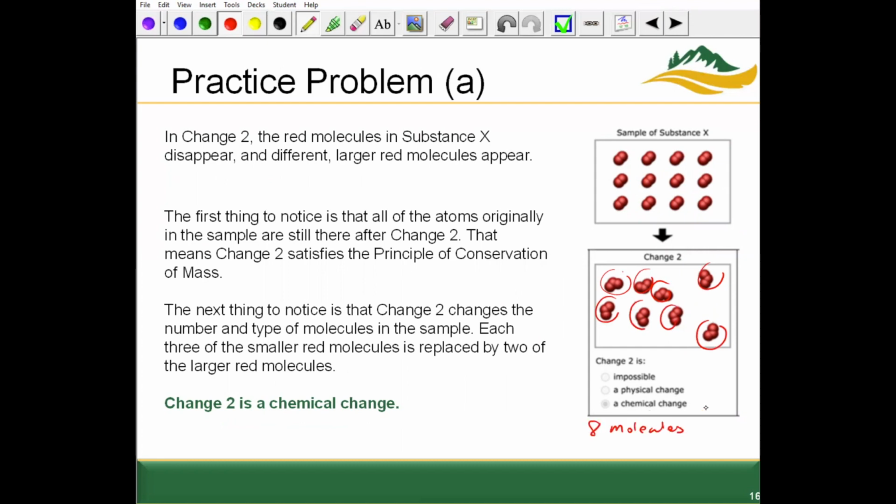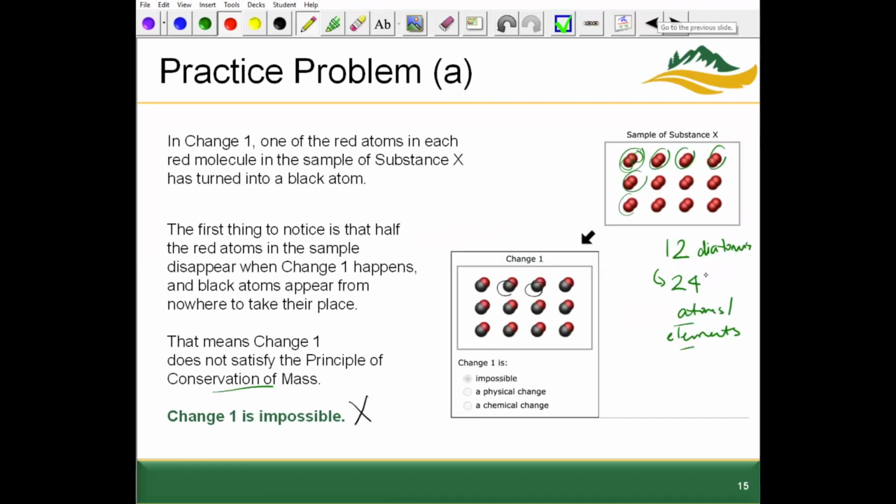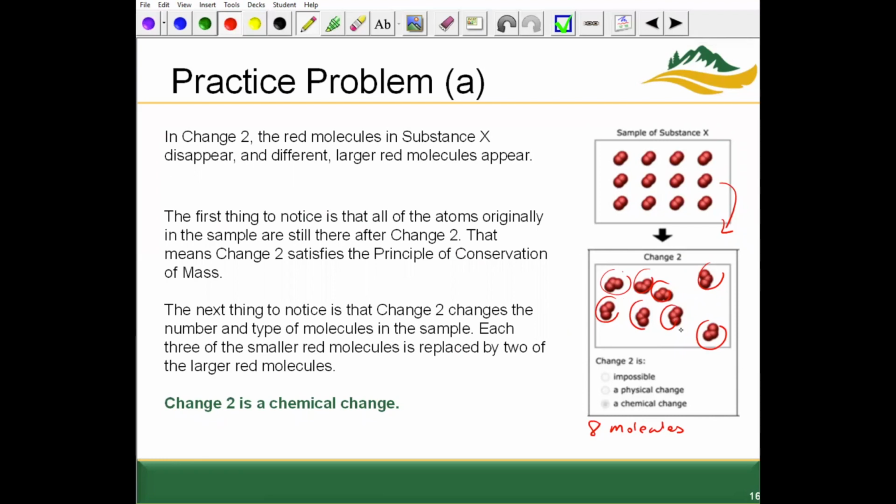molecules. And did we gain or lose anything along the way between this box and this box? Well, no, we still have 24 different atoms or elements present. They just appear in a different composition. So what does that mean then? We did obey the conservation of mass because nothing new was added or taken away. But what we are doing is that we are chemically altering the composition.